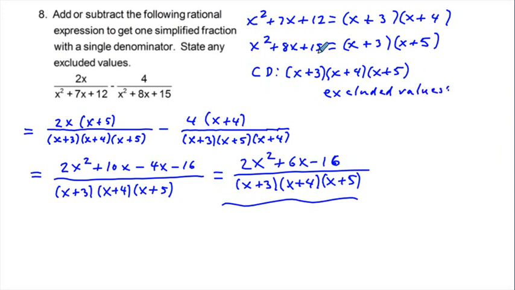Excluded values. Well, in the factored form, we have x plus 3, x plus 4, x plus 5. So x cannot equal negative 3, x cannot equal negative 4, and also x cannot equal negative 5. So those will be our excluded values.